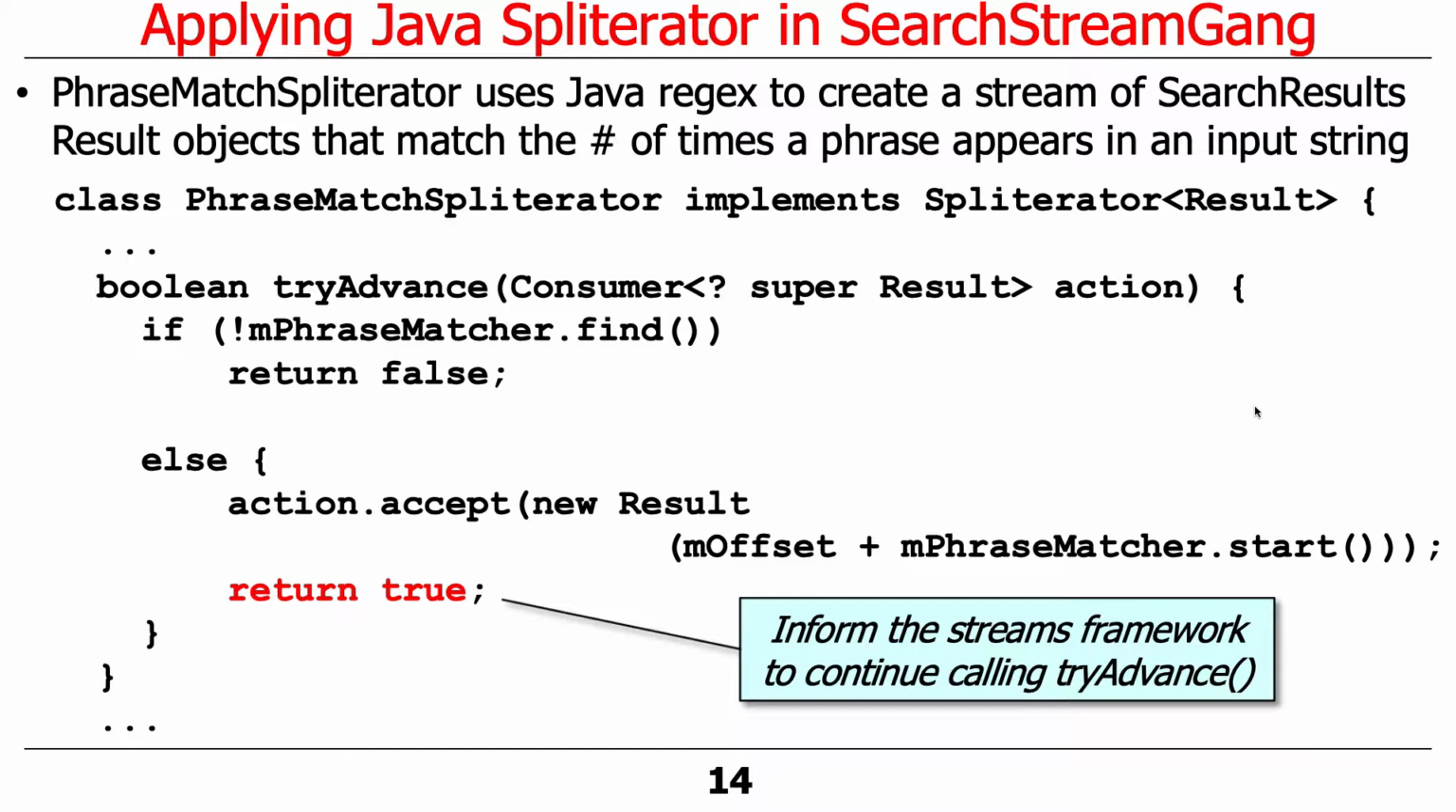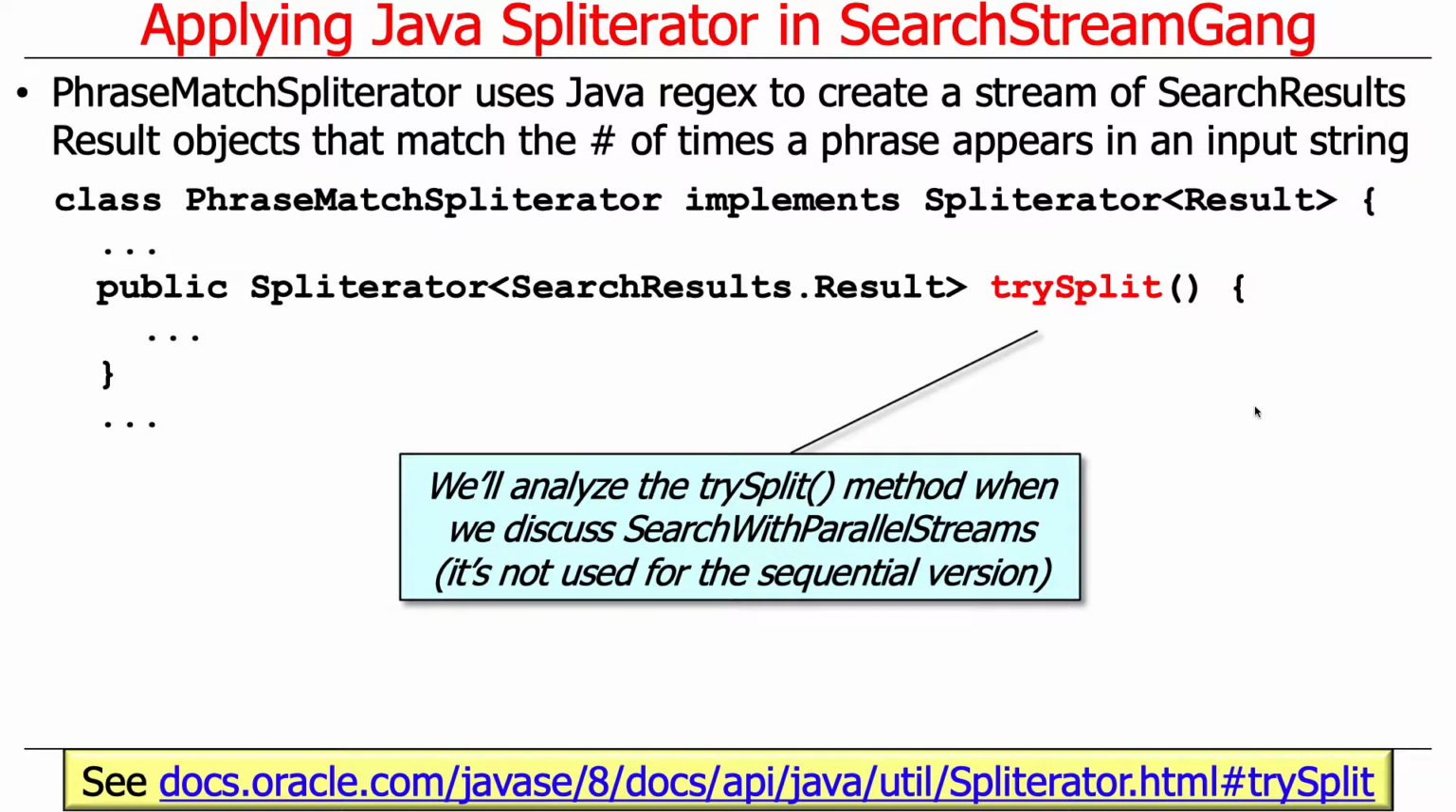This is all that gets used for the sequential stream variant of PhraseMatchSpliterator. And that's because we have a single thread of control that's trying to find the matches in one thread, and it's going to return a stream of all the matches. There's another method called trySplit, and this is the method that gets used when you have a parallel stream.